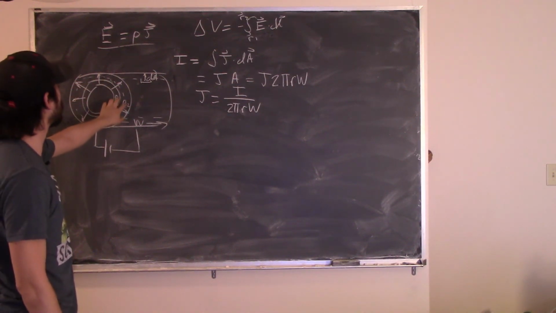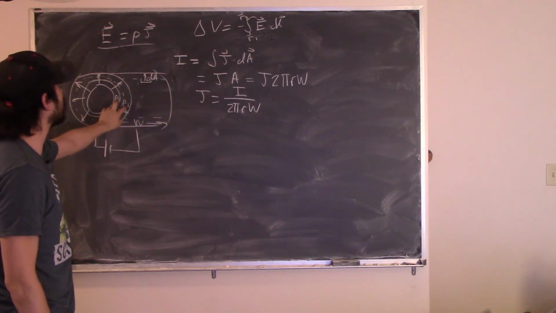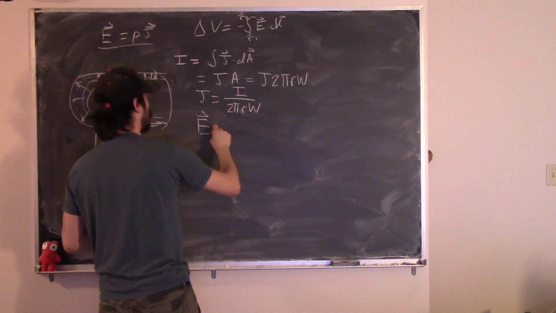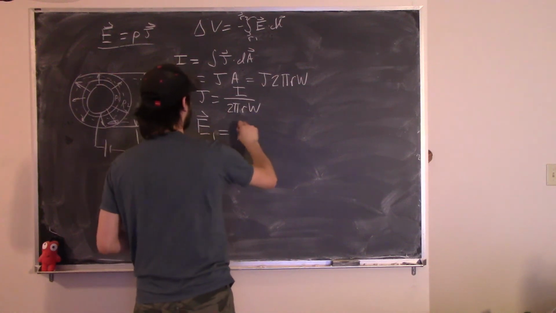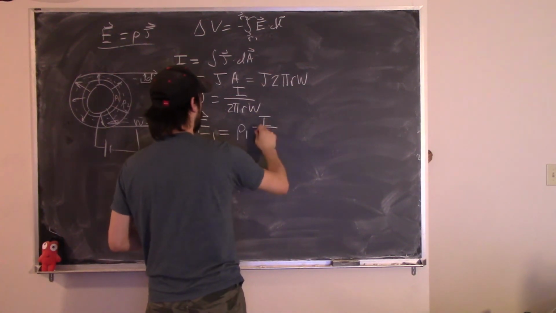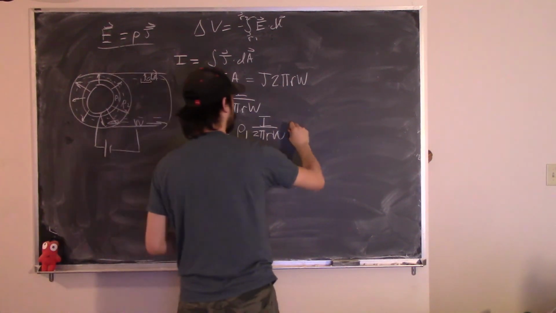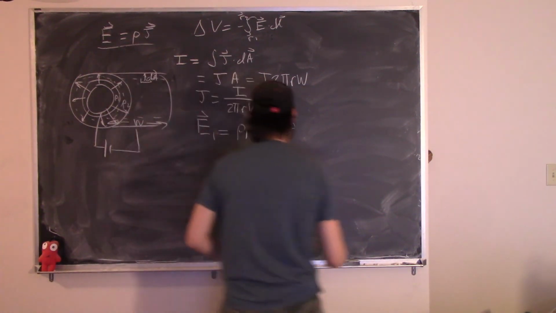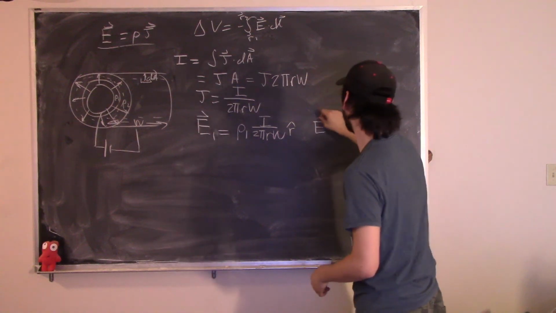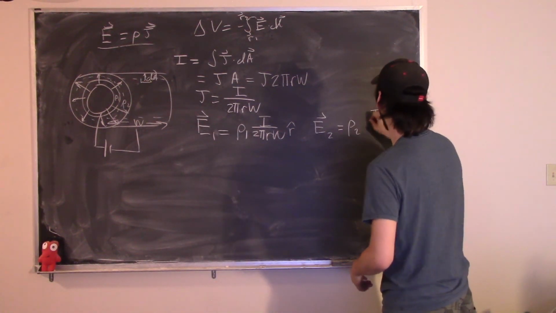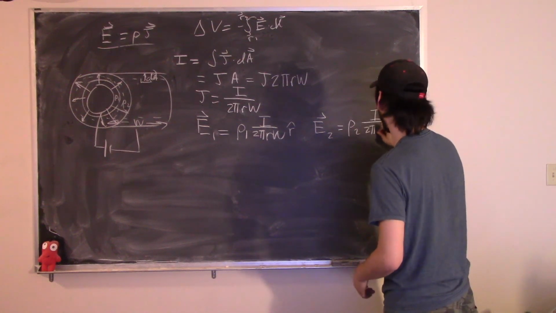So now we're ready to write what our two electric fields are. Like I said, we have two different electric fields because we have two different resistivities. And so the first one is going to be E vector 1 is equal to rho 1 I divided by 2 pi RW. And the second one, and this is in the radial direction, E vector 2 is equal to rho 2 I divided by 2 pi RW.